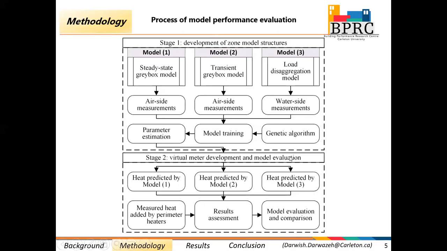In the second part, the values of the parameters are used to develop virtual meters that can estimate the heat added by the radiant heaters in the 7 zones. Now, the virtual meter results are verified by comparing the results to measurements collected from physical meters installed in the 7 zones. The performance of the 3 modeling approaches is evaluated based on the accuracy of the virtual meters.